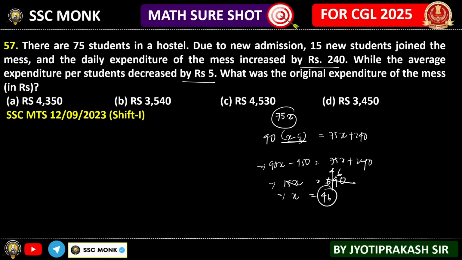That means that is the average amount. So the original amount of expenditure is 75 into 46. That can be written as 5 sixes are 30, 7 sixes are 42 plus 3 is 45, 7 fours are 28 plus 4 is 32. So 3450 was the original expenditure of the mess.